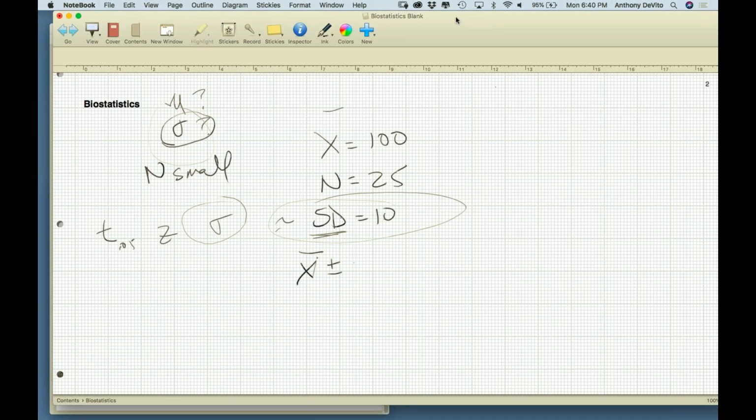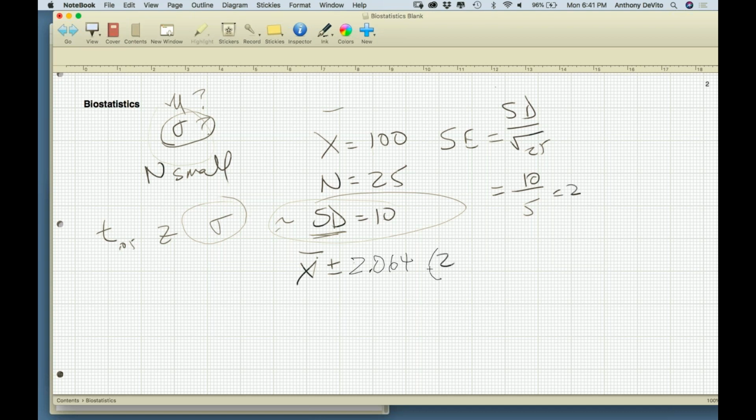So this is going to be equal to 2.064 times our standard error. Now, our standard error is going to be equal to, instead of sigma, the standard deviation over the square root of 25. In other words, 10 over 5. It's going to be equal to 2.